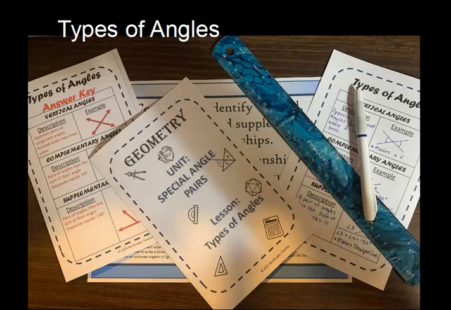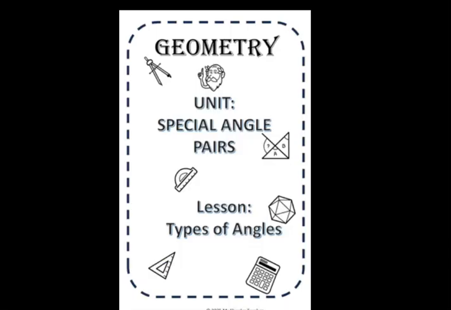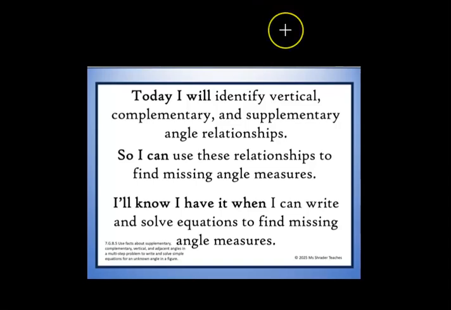All right, so this is the beginning lesson of our new unit, special angle pairs. So today we will be looking at different types of angles. Our unit is called special angle pairs. Today's lesson is called types of angles. Our I can statements: today I will identify vertical, complementary, and supplementary angle relationships.